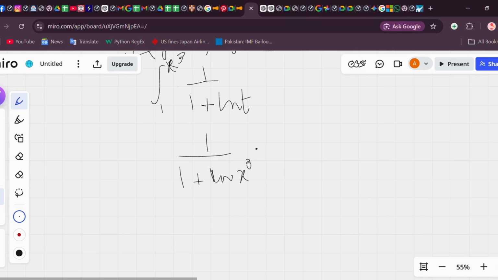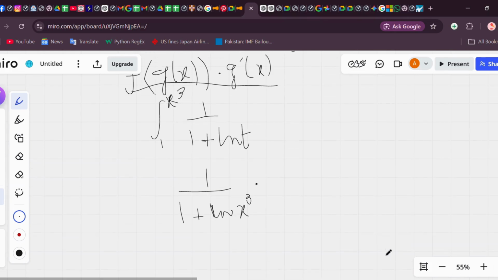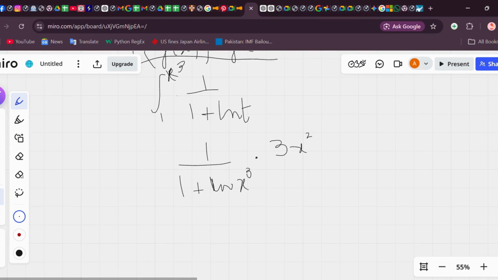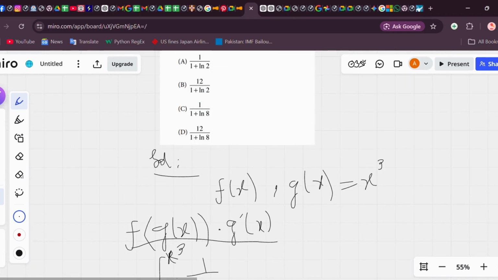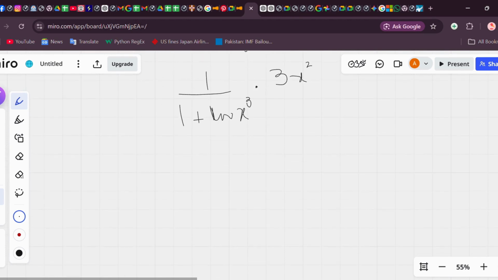Now according to the formula, the derivative will be for the g of x. g of x was x cube, so the derivative, using the power rule, is 3x square. Now the derivative has been solved. Now, as written, we have to find the function if x is replaced by 2.